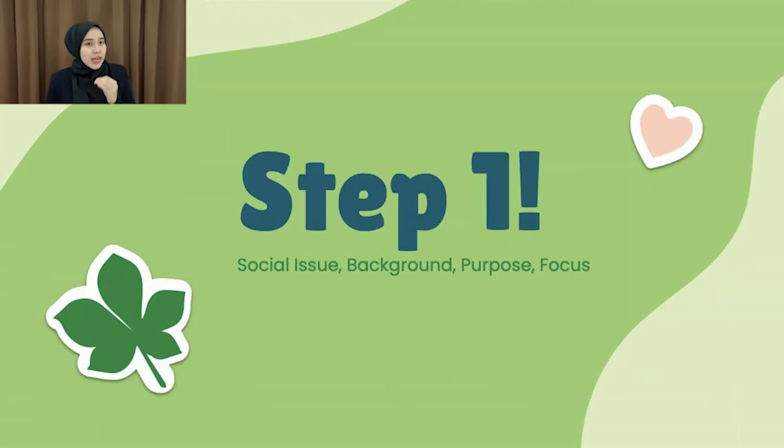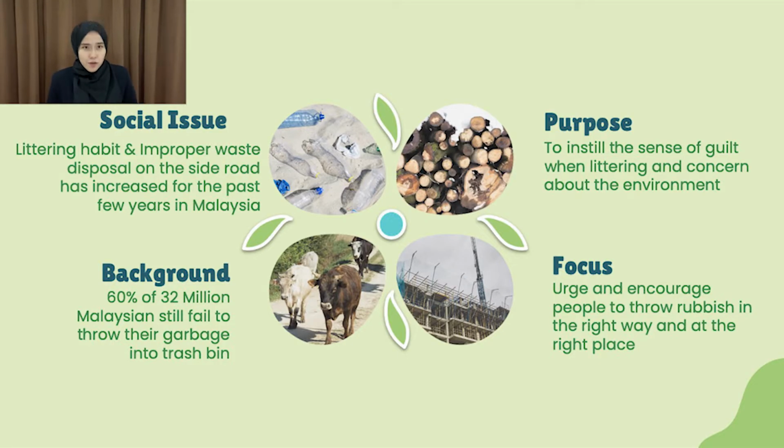Alright, in developing a marketing campaign, we have to go through step 1, which is to set the social issue background, purpose and focus. As for the social issue, we identified that littering habit and improper waste disposal on the roadside has increased for the past few years. As for the background, we have identified that 60% of the 32 million Malaysian population has failed to throw their trash into the trash bin. So the purpose of this social campaign is to instill a sense of guilt when littering and concern about the environment.